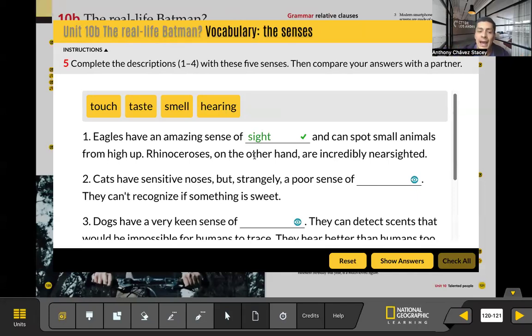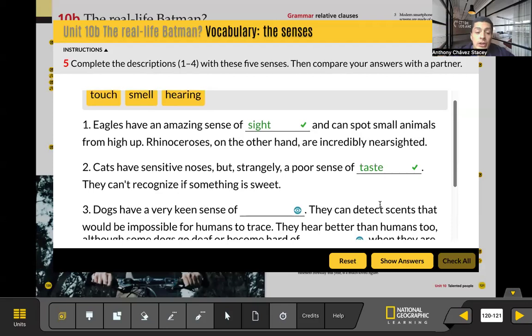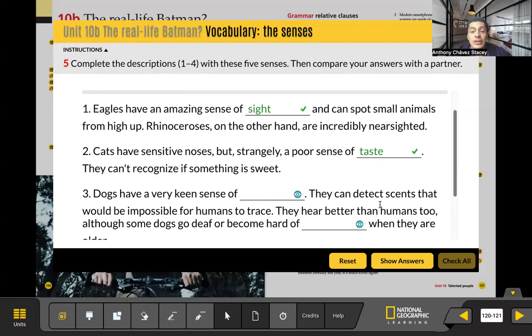Number 2, cats have sensitive noses, but strangely, a poor sense of touch, taste, smell, or hearing. They can recognize if something is sweet. Taste. Maybe taste. Let's see, taste. Excellent. Everybody, can you say this word? Taste. Great job.